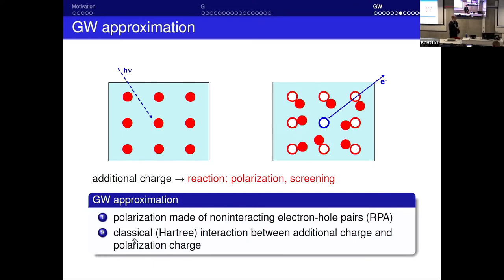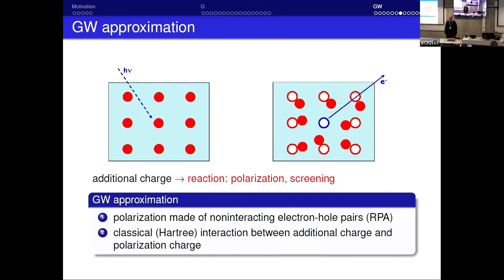The second approximation is that we take into account the interaction between the additional charge and the polarization due to all the other electrons at the classical level, at the Hartree level. We just take into account the variation of the potentials at the Hartree level. You have already seen that when you have an external perturbation, the charge is changing, so the internal potentials are changing. And you have seen this in linear response, right? The effect of a perturbation is always a change of the potentials inside the electronic system.